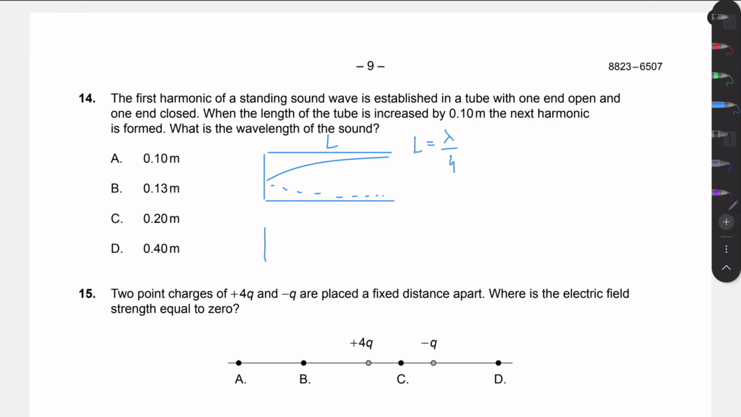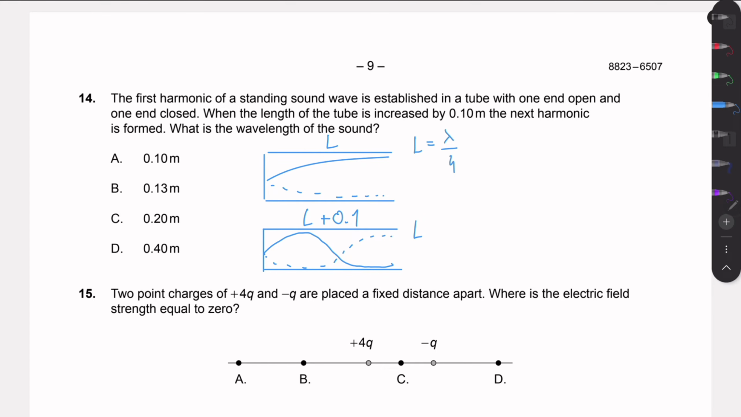And then the next situation is going to be when we make it a little bit longer. Then we're going to have the next harmonic. And well, we kind of just have to know what these harmonics look like in these three situations. One of them is one end open, one end closed. Another situation is when both ends are open, and another situation is when both ends are closed. So I suggest knowing what these look like for at least the first three harmonics, as usually only these come up. Maybe the fourth one as well, but nothing more.